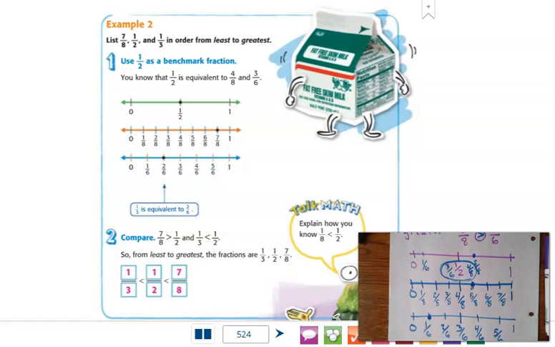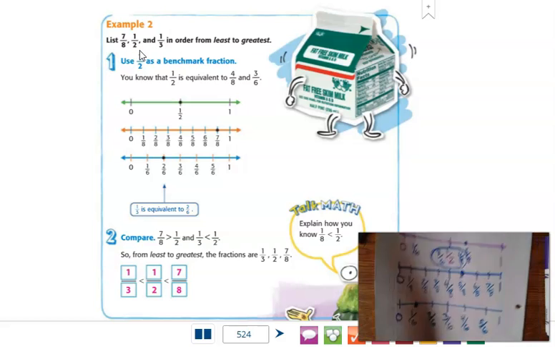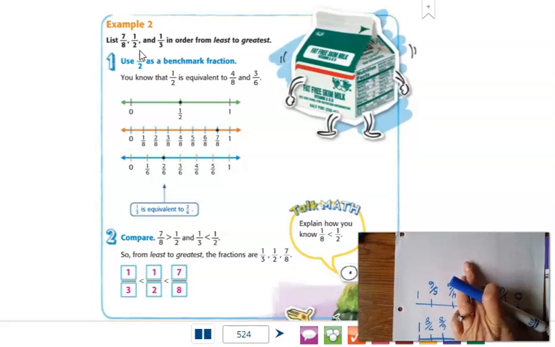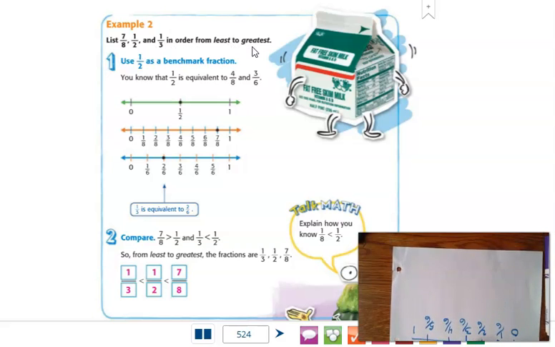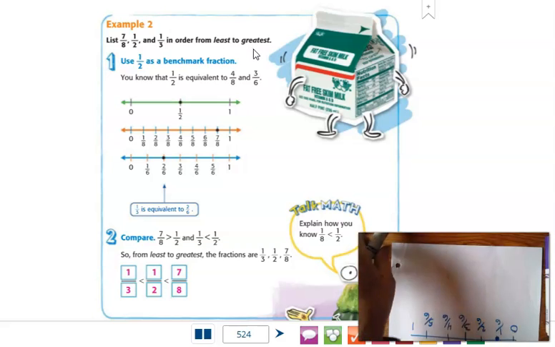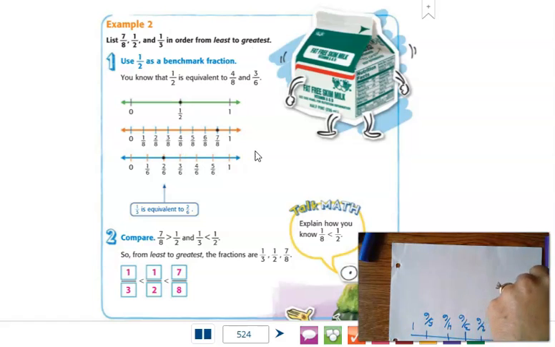The nice thing I noticed is when they're giving you 3, one of them is always a half. So that's kind of convenient for us. So let me just do this. List 7/8, 1/2, and 1/3 in order from least to greatest. And if you have a way to print out number lines, that's fabulous. If you don't, I'm going to show you.